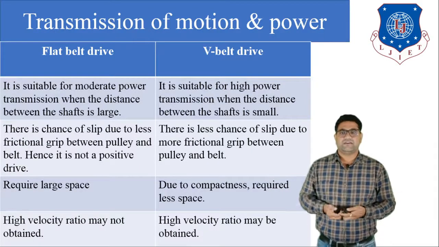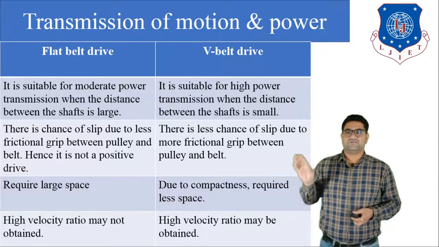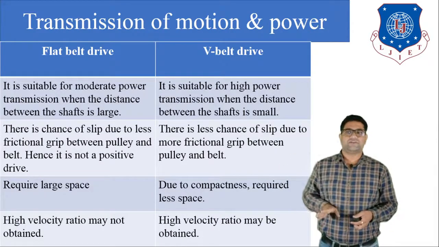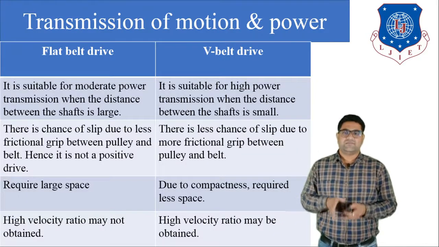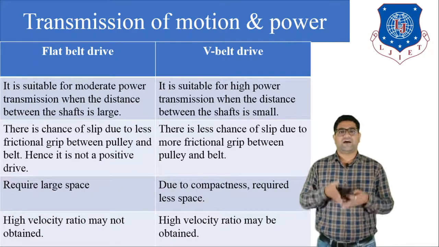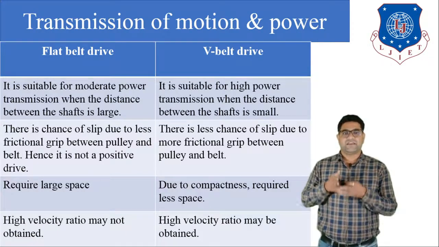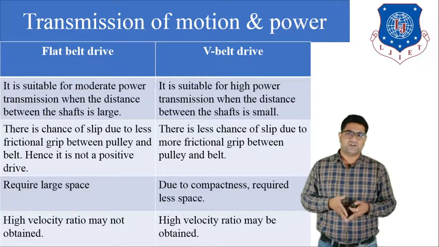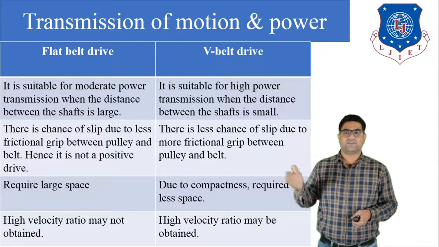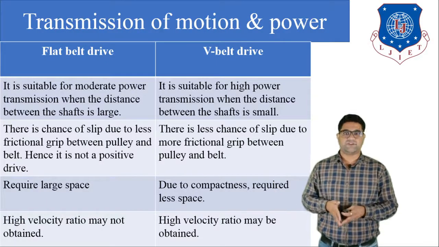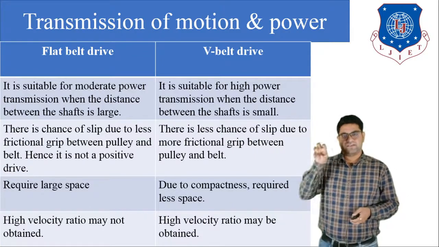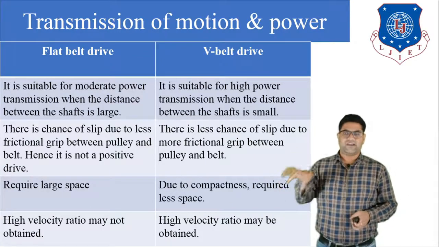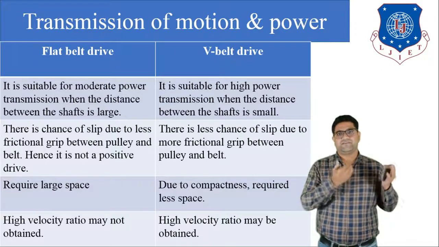So we can say that our first difference is that the flat belt drive is suitable for moderate power transmission when the center distance between the shafts is large. But the V-belt drive is suitable for high power transmission when the center distance between the shafts is small. So generally the flat belt is suitable for large center distance and the V-belt is suitable for small center distance. Next, lesser friction is generated in the flat belt and higher friction is generated in the V belt.